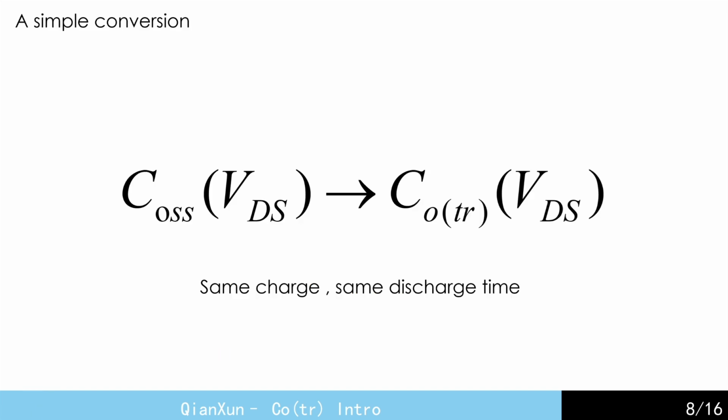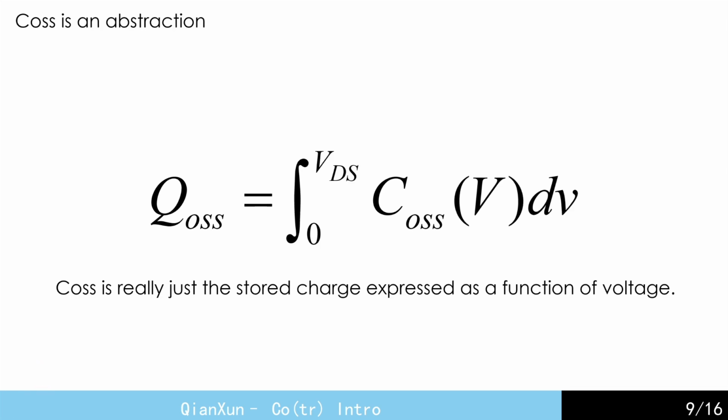Change the approach. Find an equivalent linear capacitor whose charge time matches that of the real device. How can they match? As long as it stores the same charge, the charge time will be the same. So how do we determine this equivalent capacitance? First, we calculate the charge stored in the nonlinear capacitor. Q equals C multiplied by V is something we learned when we first studied physics. The total charge is actually just the total area under the COSS curve. Because COSS changes with VDS, a simple multiplication becomes an integral.